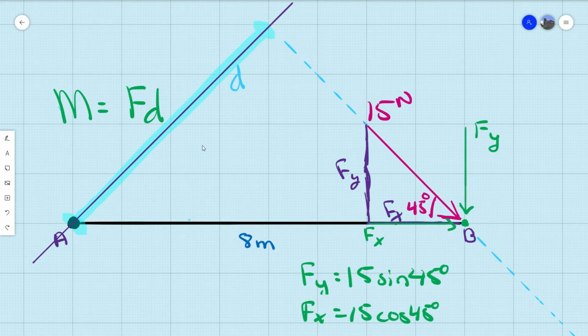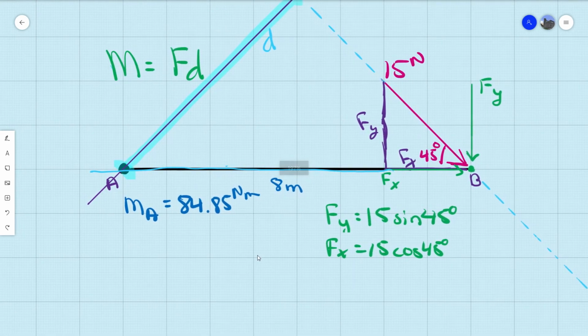And they each have their own distance from point A. So Fy, its distance is 8 meters away from A. Fx runs into A, so its distance is 0, which means the moment generated by this applied force is 15 times the sine of 45 degrees times 8 meters, which is 84.85 Newton meters.